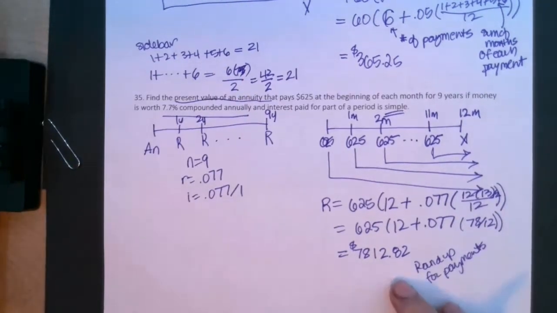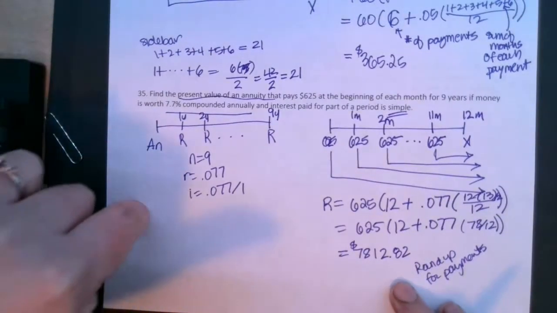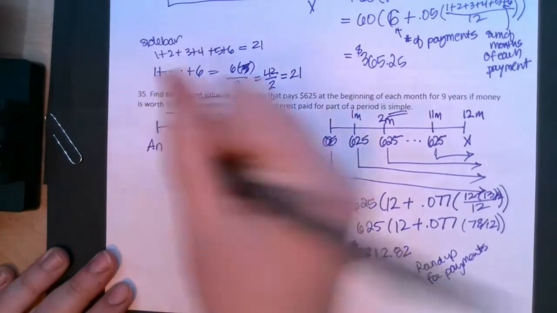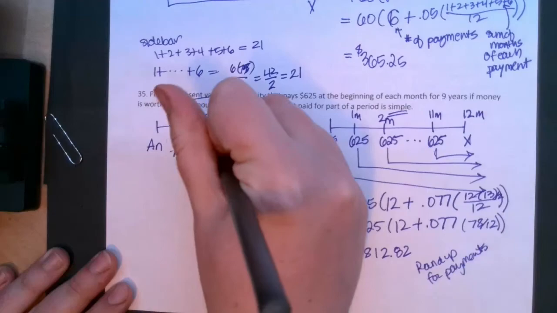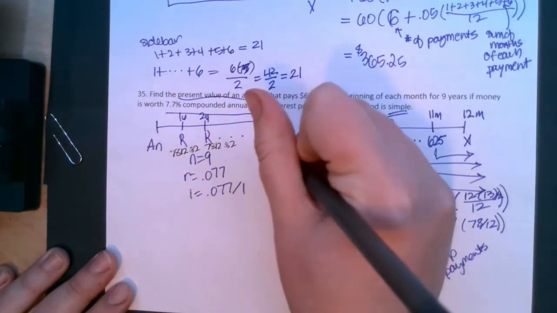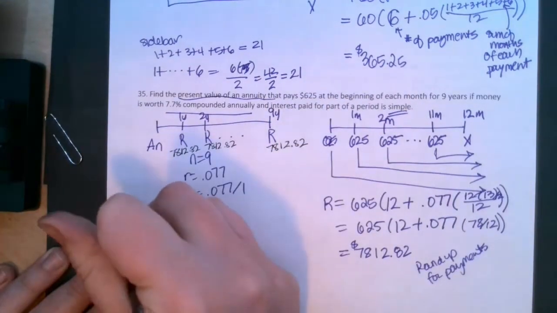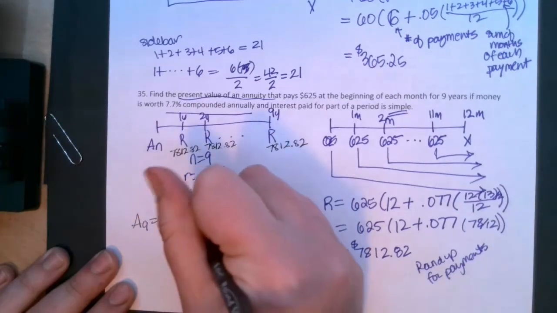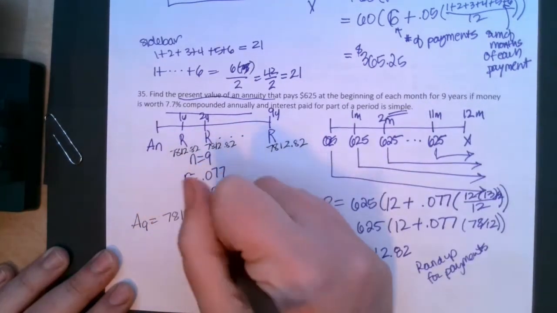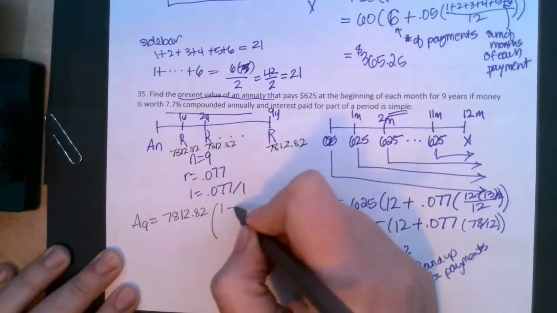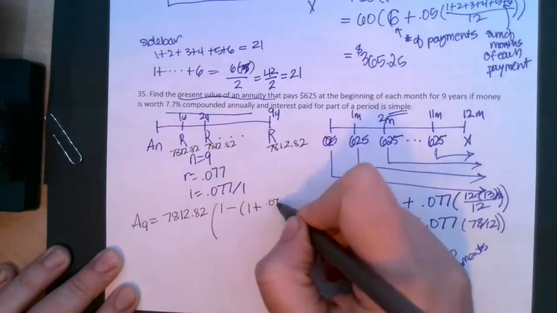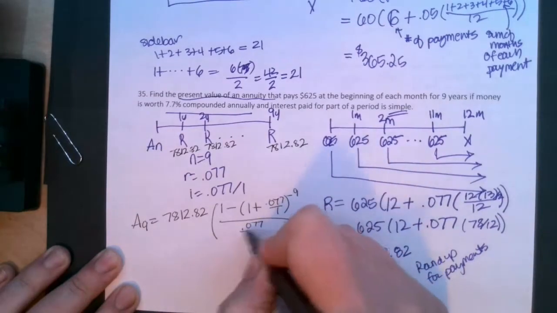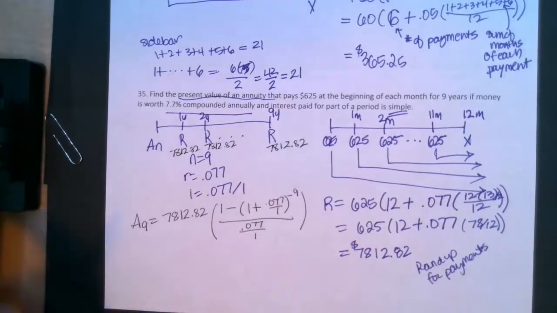Okay, and then we're going to take this number and bring it back over to this timeline because now this is our R. I'm going to switch colors here, and this would be our 7812.82. So now we're going to find A9, R, 7812.82 that we just found over here, times, now we just use our A sub n formula, so 1 minus 1 plus I, our n is 9, so to the negative 9 over our I. So then plugging that in the calculator.